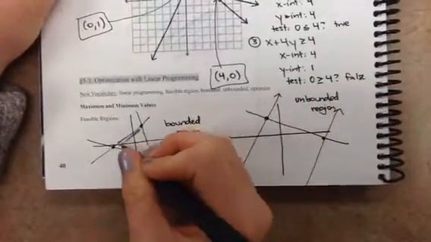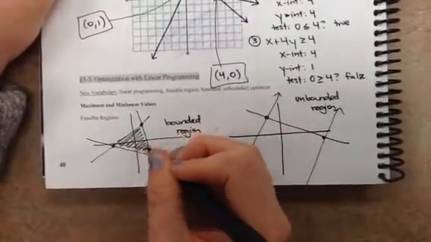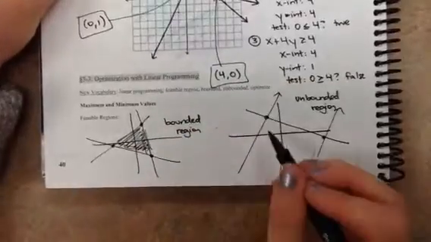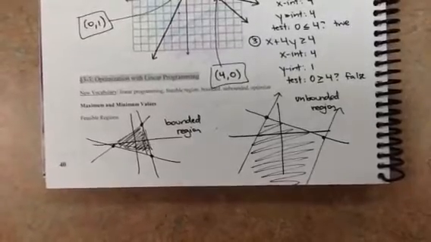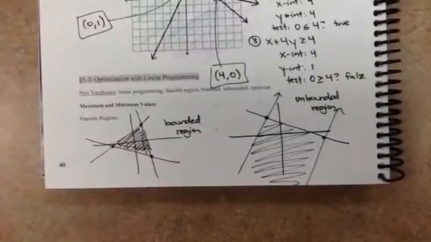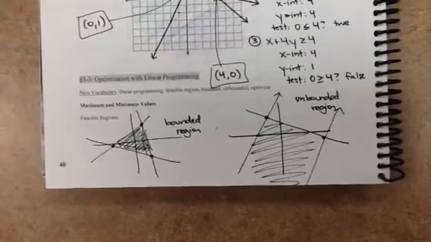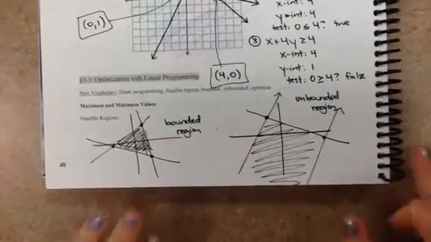Let me shade this in here. This whole region is just the triangle that gets blocked off. This region right here would just go forever, down into the left. So that would be unbounded because it's open. It can go on forever in one direction. Okay, so just keep those vocabulary words in mind, and we're going to move on to our first example.